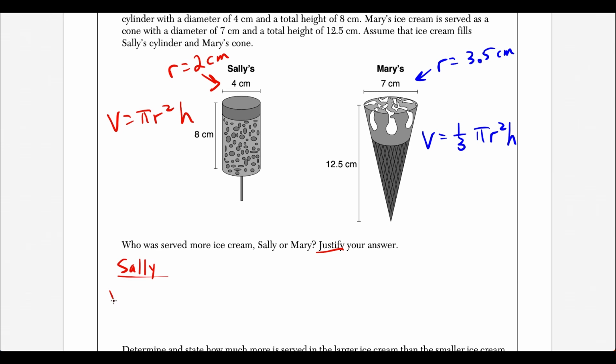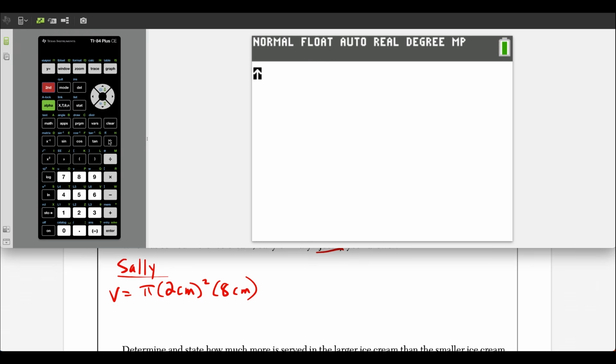For Sally, we have volume equals pi times the radius squared. So we have 2 centimeters squared. And then we're multiplying by the height, which is going to be 8 centimeters. So this we just have to type into the calculator. So we've got pi, which is second in this up arrow here. And then we're doing 2 centimeters squared, but we're not going to write the units in the calculator. And we're going to multiply that by 8.